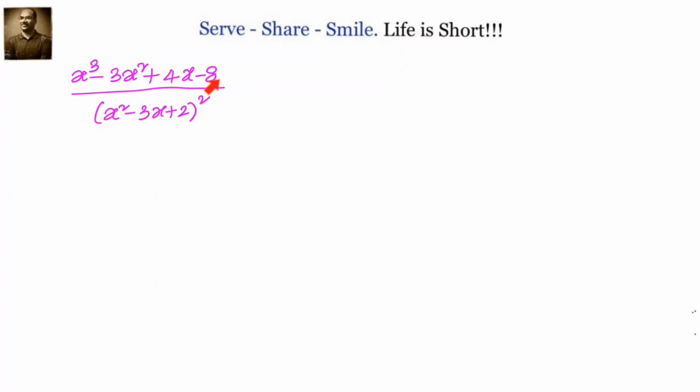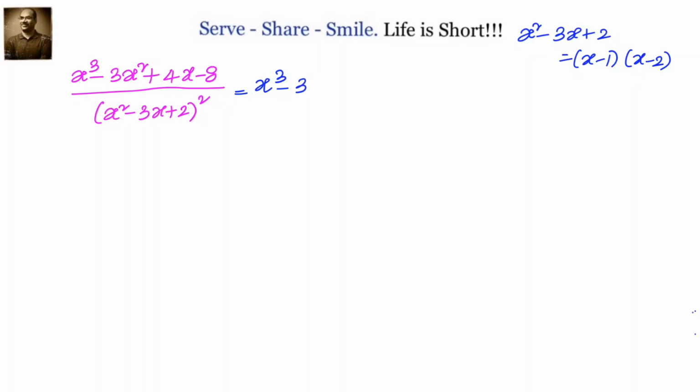x cube minus 3x square plus 4x minus 8 divided by (x square minus 3x plus 2) whole square. Now we have to resolve this into partial fractions. First, let's understand whether x square minus 3x plus 2 can be further reduced, or is it a quadratic function, or it can be made into two linear functions. We understand that x square minus 3x plus 2 can be factorized as x minus 1 into x minus 2.